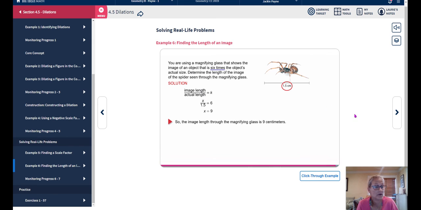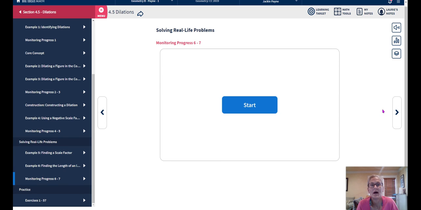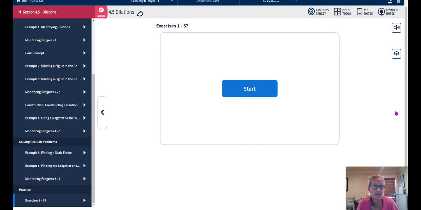And again, very straightforward, but that helps give you an idea of real-life examples. So at this point, we're going to be doing an assignment in Big Ideas. It's already popped up for you. You've got a couple days to do that, but get started on it right away. Any questions, go ahead and ask me during the class notes. And good luck with dilations.